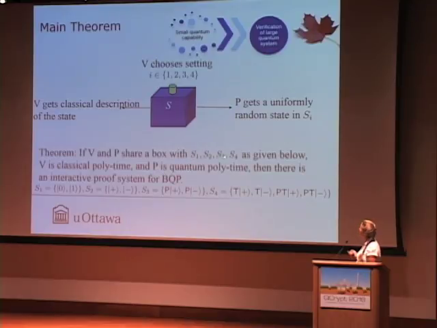And to be more specific on these sets, we have S1 being 0, 1, S2 plus, minus, S3 P plus and P minus, and S4 has 4 qubits possible: T plus, T minus, PT plus, and PT minus.